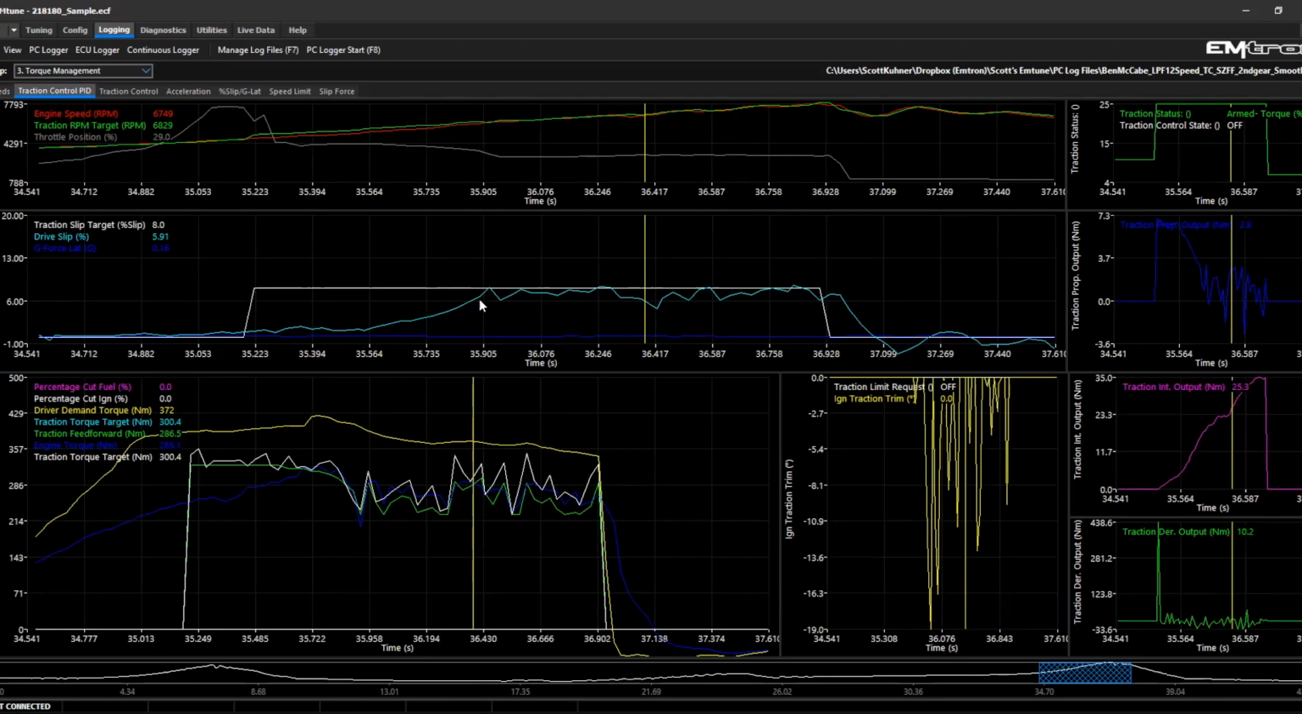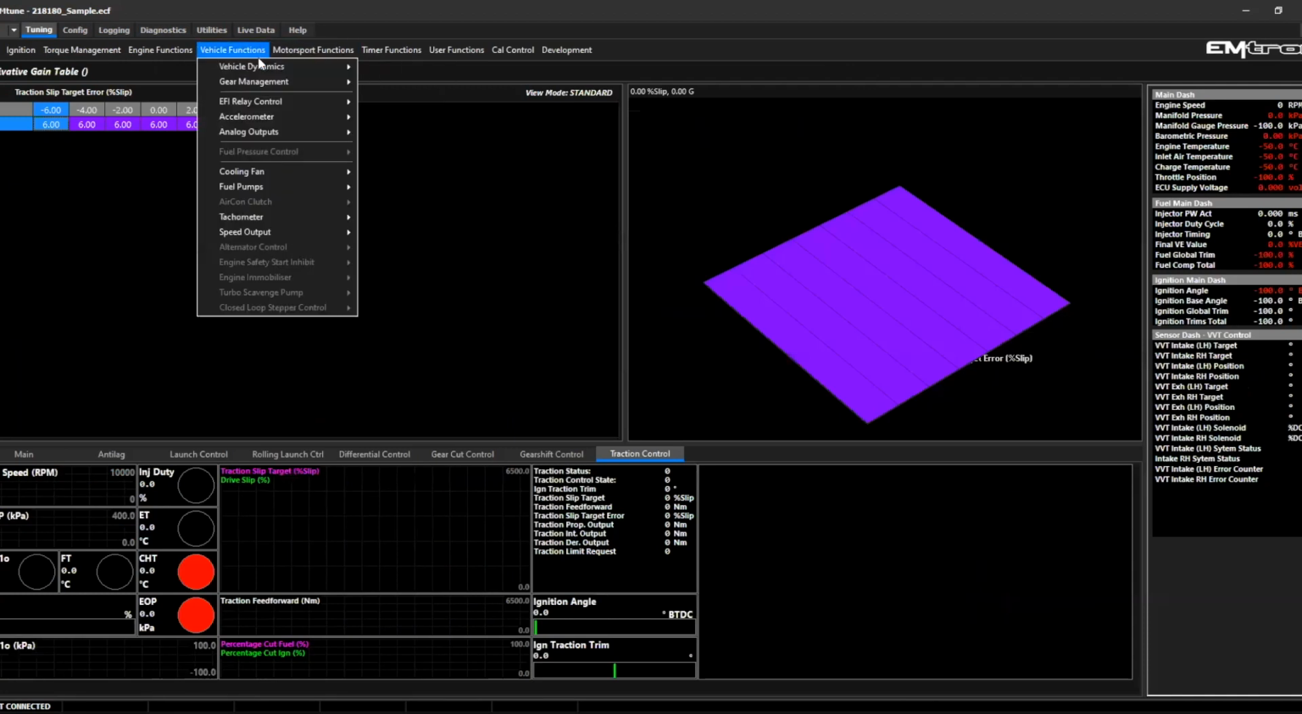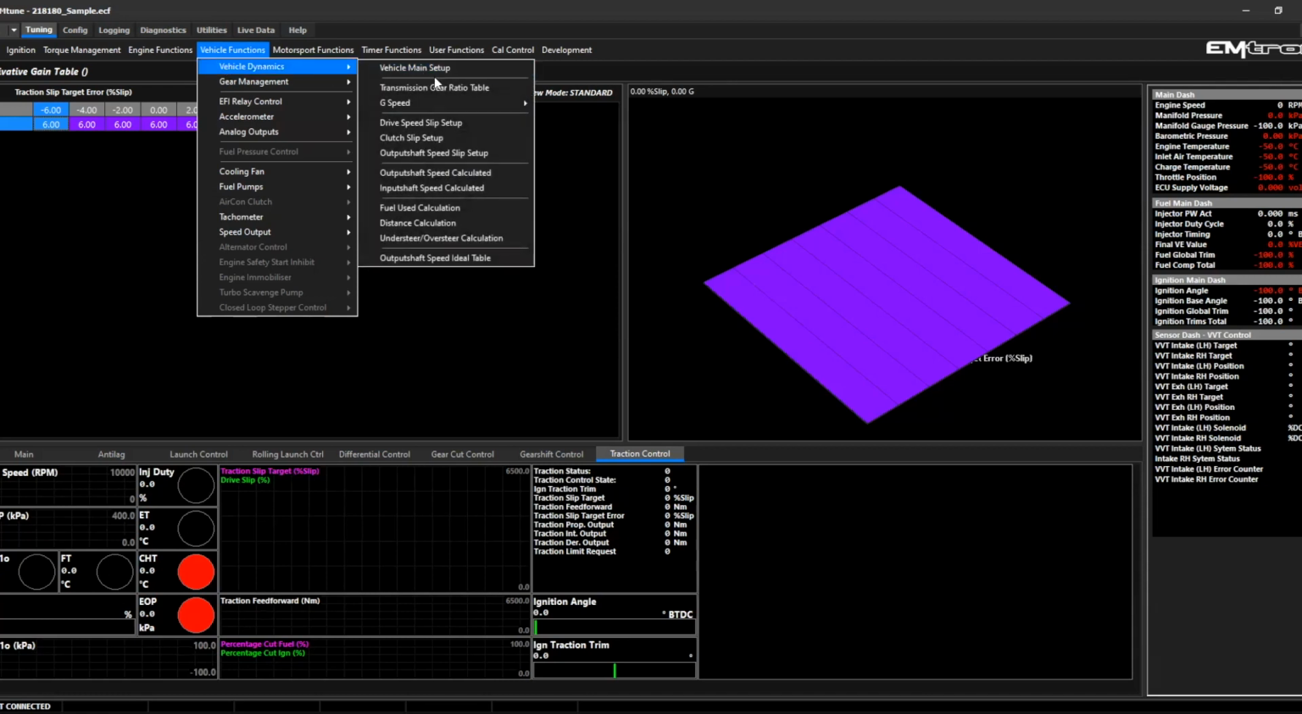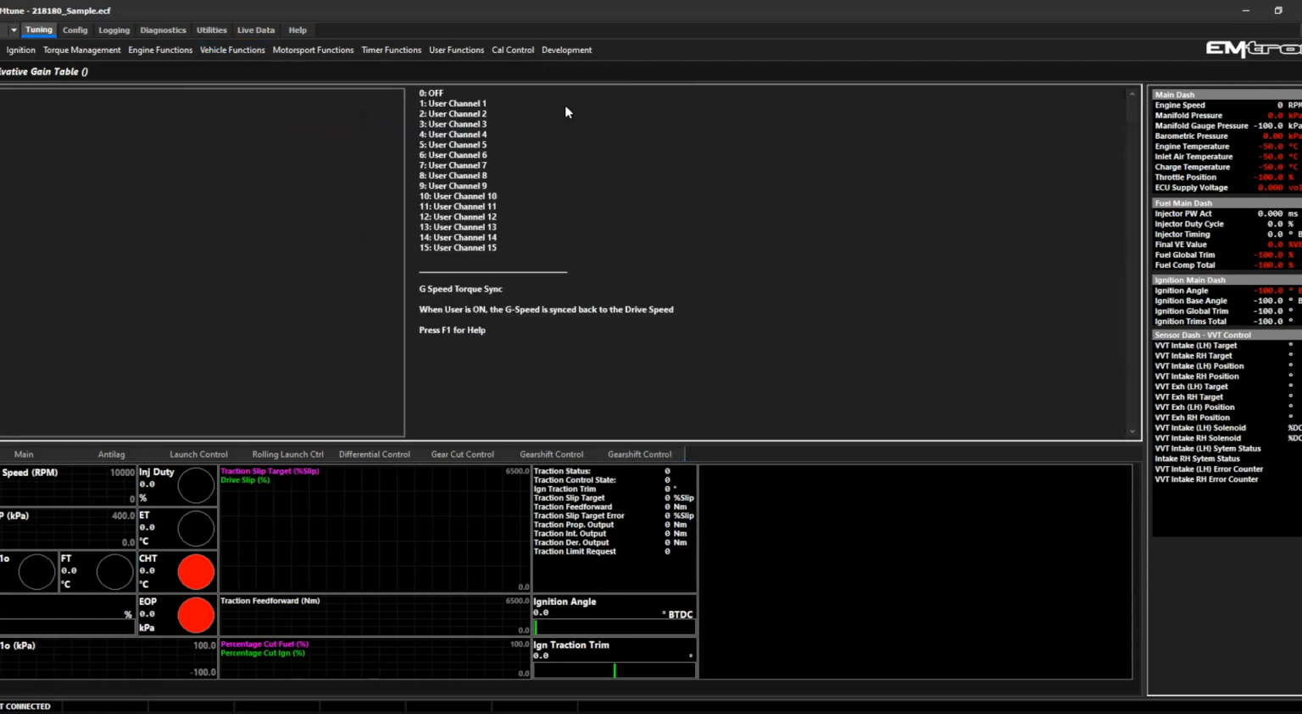We've also got latching G speed, which can be used. It could be used for traction control, it could be used for roll racing potentially. And here's a setting right here.